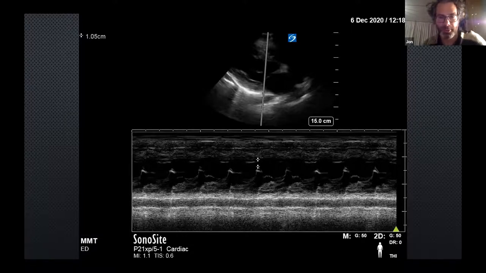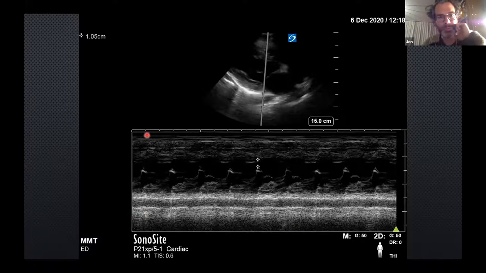So what I'm doing here is basically using M mode. We're putting the M mode line down here, which isolates just a line along that single plane. It's as if you're just looking at one crystal and the beam that's shining from that one crystal, and you're ignoring the rest of the probe. And then we're looking at what's going on down that line over time.